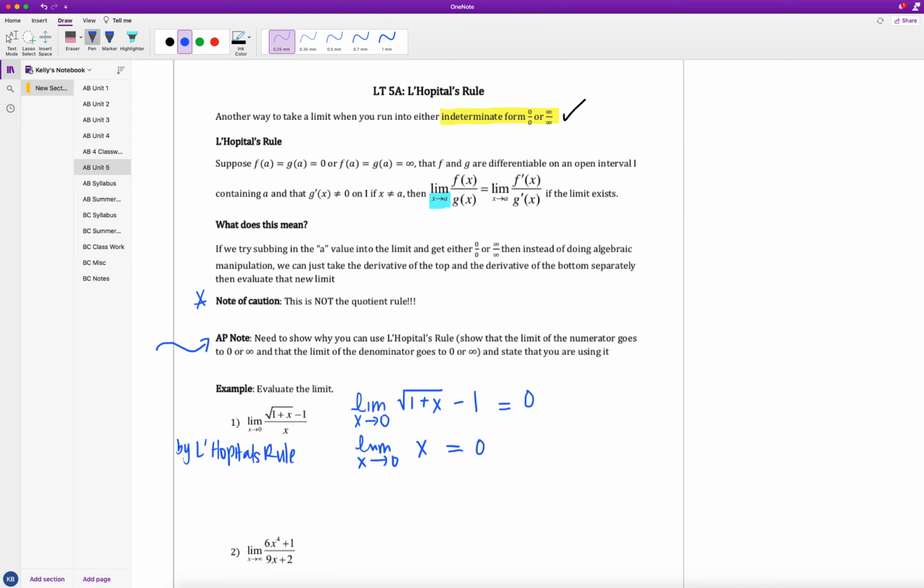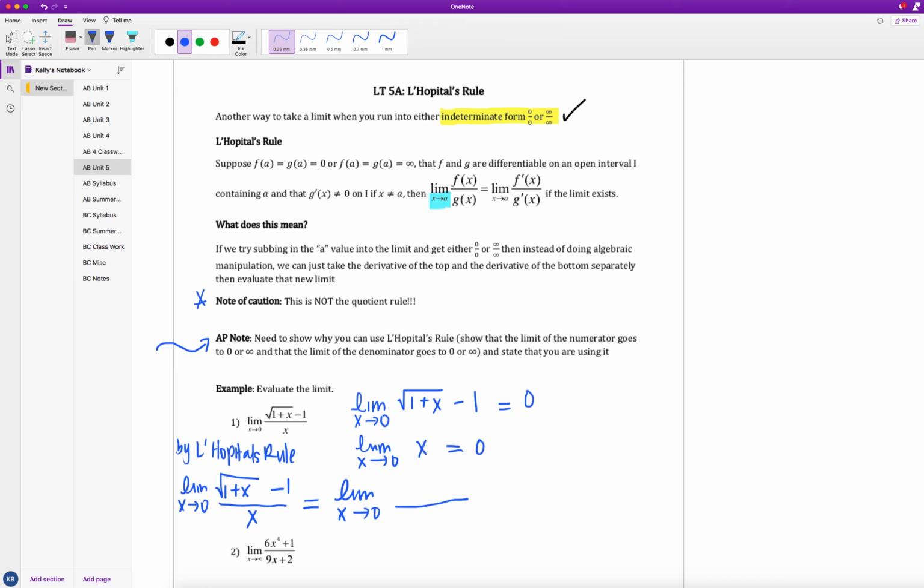By L'Hopital's Rule, our original limit as x approaches 0 of the square root of 1 plus x, minus 1 outside the square root, all over x, is going to be equal to the limit as x approaches 0. And now I get to take the derivative of the top and the derivative of the bottom separately.